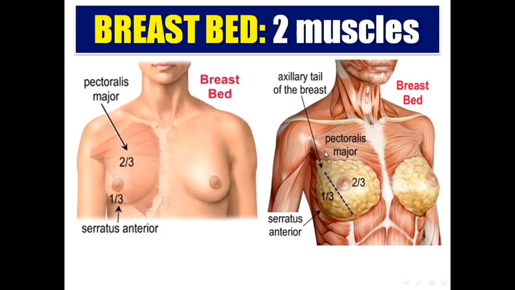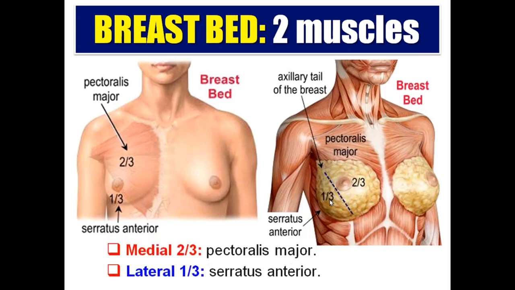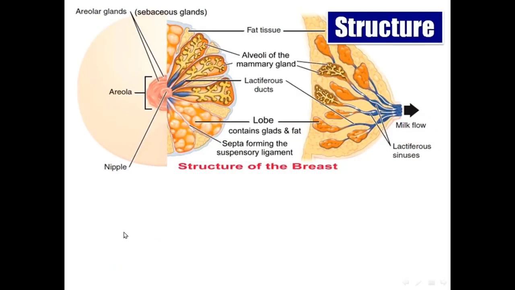Regarding the breast bed, the muscles deep to the breast, actually two muscles: the medial two-thirds formed by the pectoralis major muscle, the lateral one third by the serratus anterior muscle. This is the serratus anterior, this is the pectoralis major. So the breast bed is formed of two muscles, medial two thirds by the pectoralis major and the lateral one third by the serratus anterior muscle.